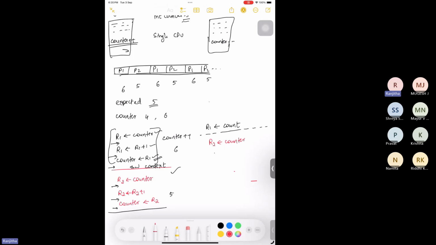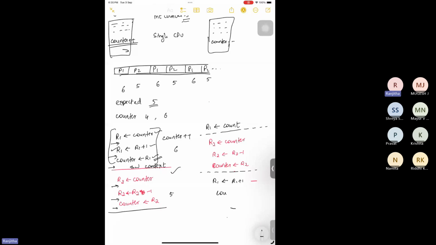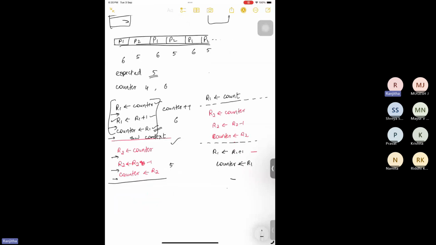And sorry, this is -1. R2 is R2 -1 and R2. Now, after that context switch happens, it will start from this place, R1, and now in this scenario, what will be the value? Here, if we see in R1, the initial value is 5.